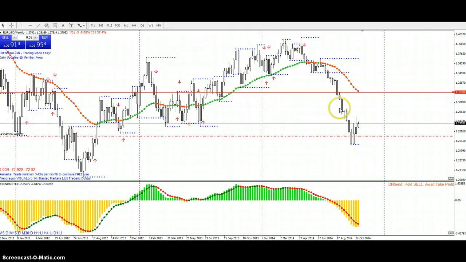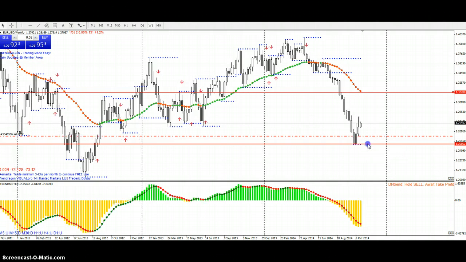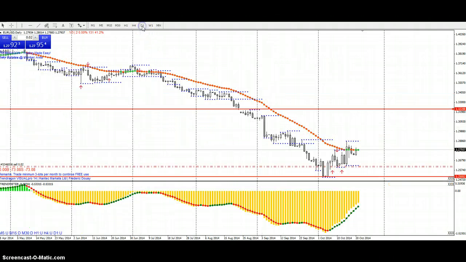In any case, as far as the weekly chart is concerned, there is only one level down here, so we're going to put that here, and now we can look at the daily chart. Daily chart is about the same thing, so we can expect maybe a range between those two extremes here.